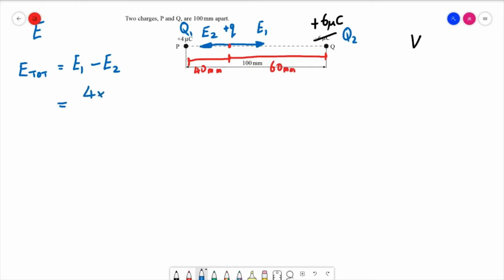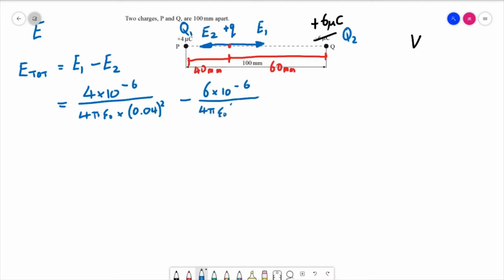Immediately we can now plug numbers in. 4 times 10 to the minus 6 divided by 4 pi epsilon naught multiplied by 0.04 squared, and remember to square it because we're dealing with electric field strength, and we will subtract from that 6 times 10 to the minus 6 divided by 4 pi epsilon naught multiplied by 0.06 squared. The answer to this therefore becomes 7.50 times 10 to the 6 newtons per coulomb. Because again we've got a positive value, we know that the net electric field is acting to the right.